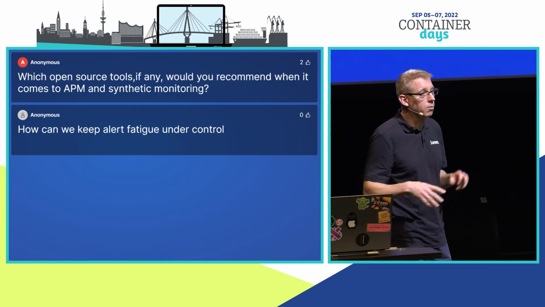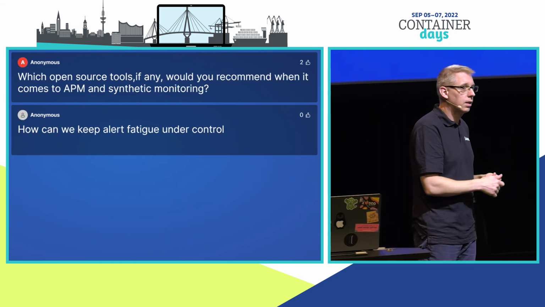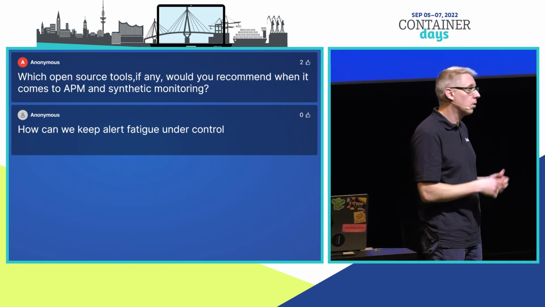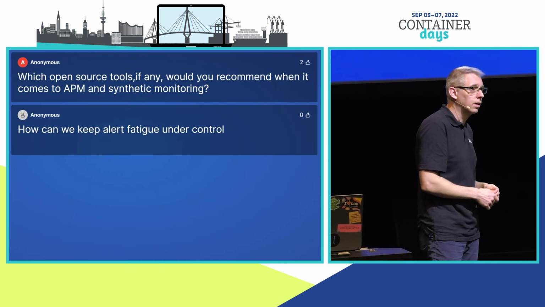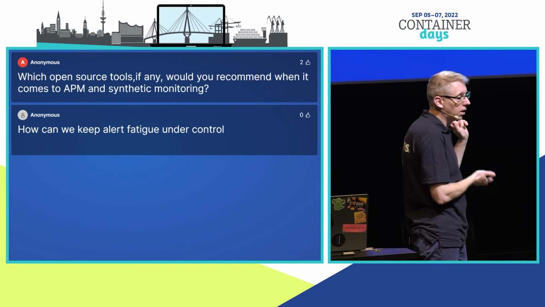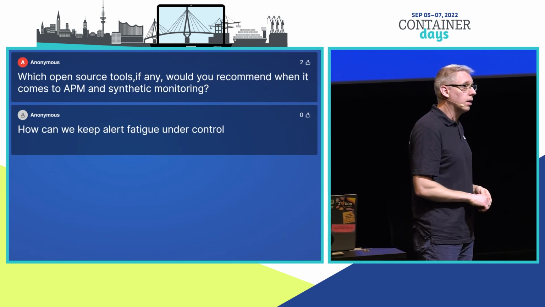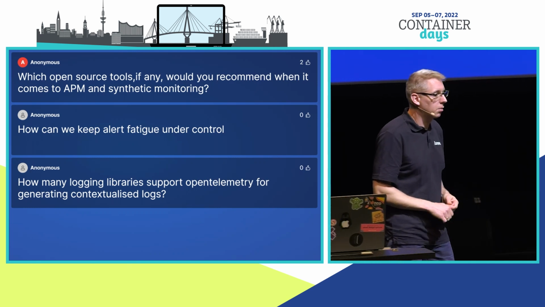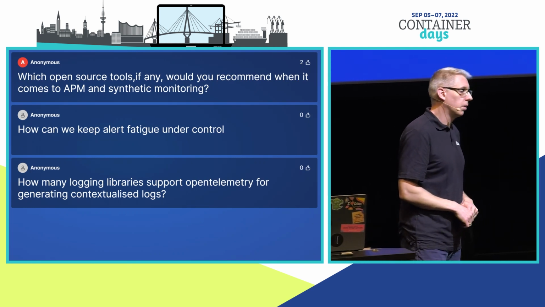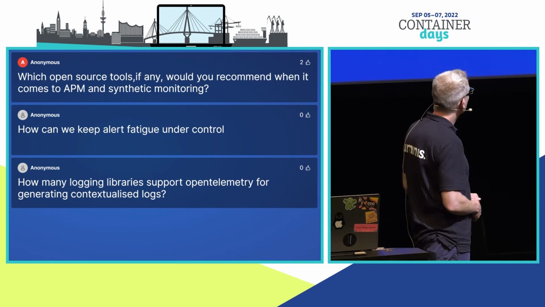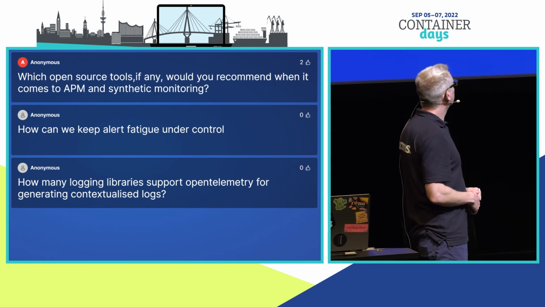We did use Terraform for a lot of the setup that we did in Elastic, like the alerts and some of the custom dashboards that we created, the index mappings, retention policies, all that stuff you can actually manage through Terraform. So that's quite nice. And we use the CDK for that, a nice little project that we did there. Works really nice. Which open source tools, if any, would you recommend when it comes to APM and synthetic monitoring?